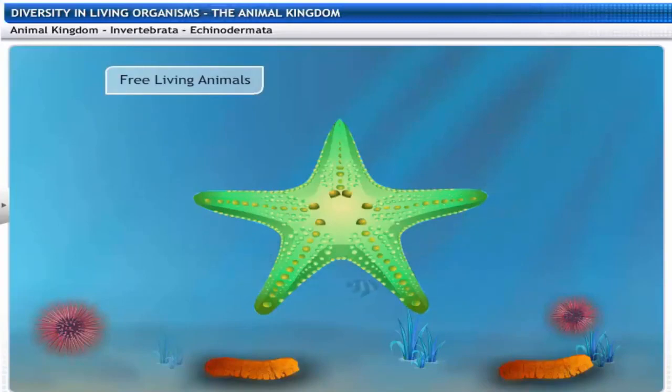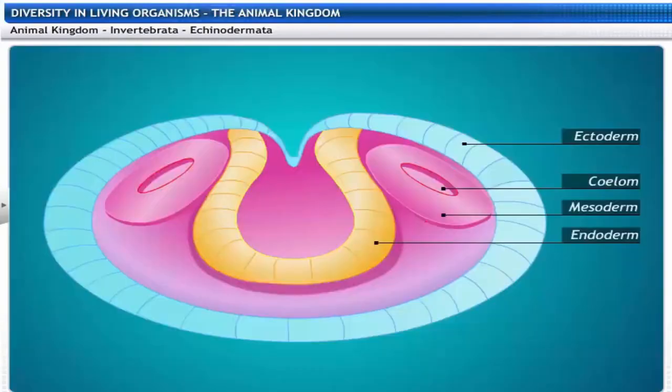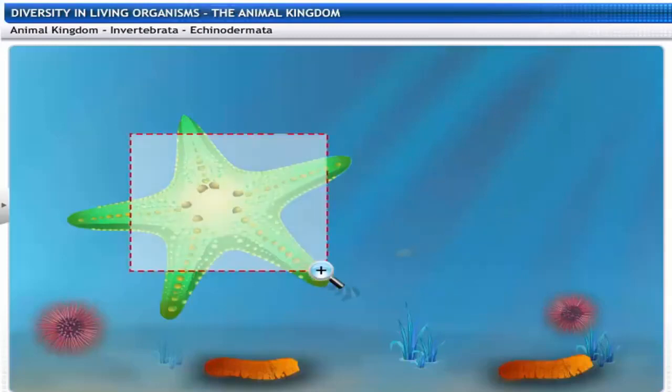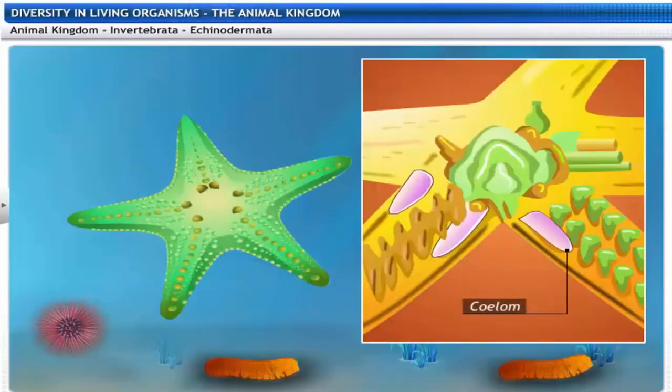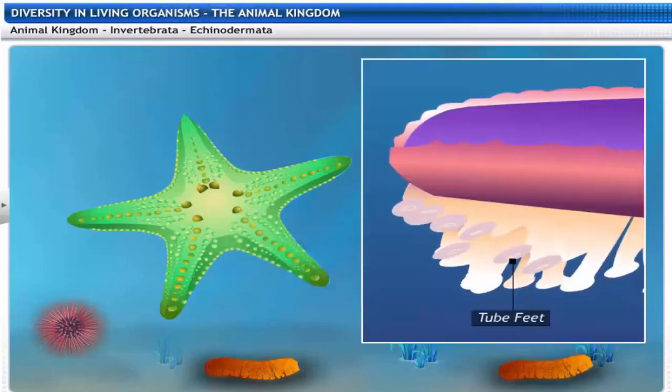The skeletons of echinoderms are made of hard calcium carbonate. Echinoderms are radially symmetrical. Their bodies have 3 layers, called triploblastic, and they have a true coelomic cavity. Their bodies have tube-like extensions called tube feet, which help in locomotion and food collection.